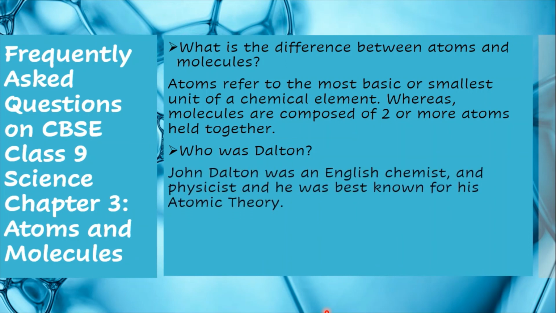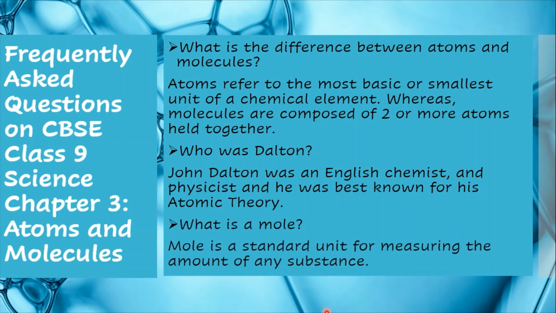Who was Dalton? John Dalton was an English chemist and physicist, and he was best known for his atomic theory. He was born in a poor weaver's family, and there he started his course as a teacher, and after 7 years he became a principal, and then he moved to teach in colleges, and there he found the atomic theory. What is a mole? Mole is a standard unit for measuring the amount of any substance.